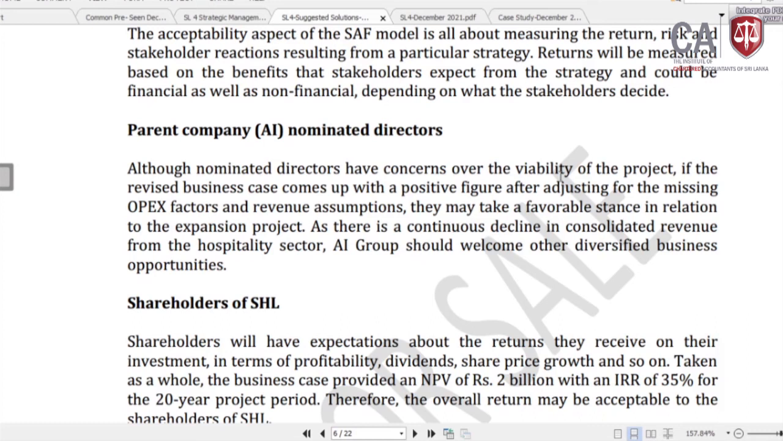Look at the board of directors. All the directors have concern over the viability of the project. Yes, one director is having concern now. The revised business case comes up with a positive figure after adjusting for the missing X factors and assumptions. They may take a favorable stance in relation to the expansion project. As there is a continuous decline in considered revenue from the hospitality sector, the group should welcome other diversified business opportunities. Yes. Now see, you have to be careful on this.